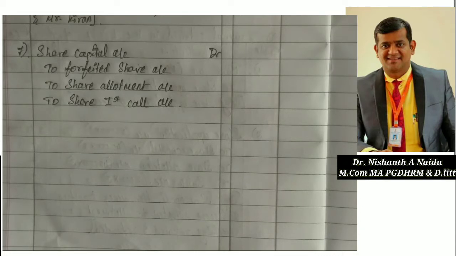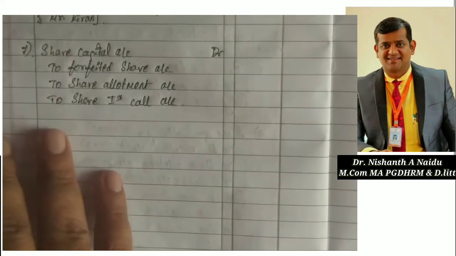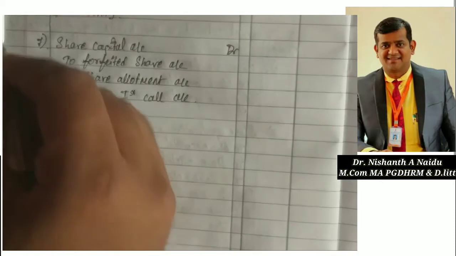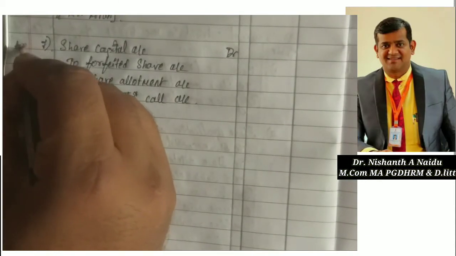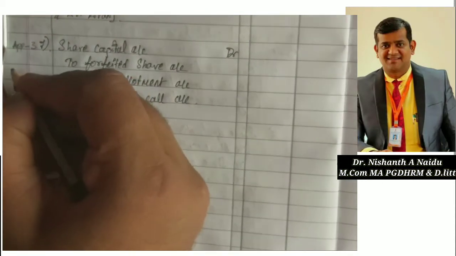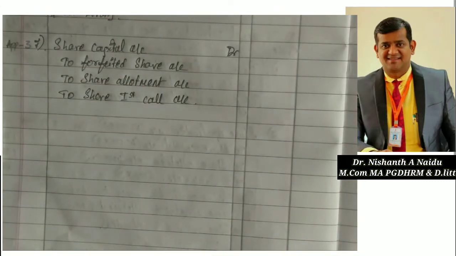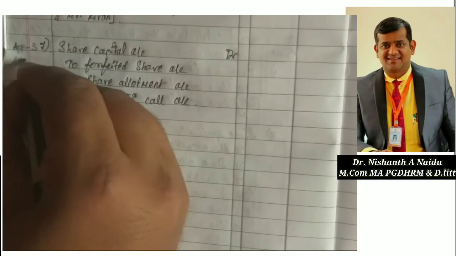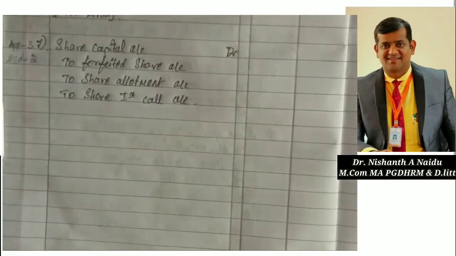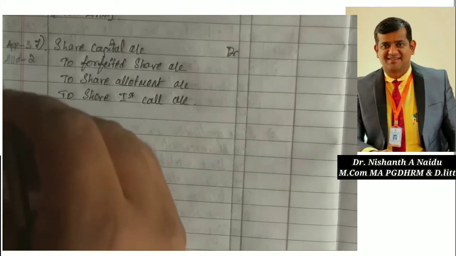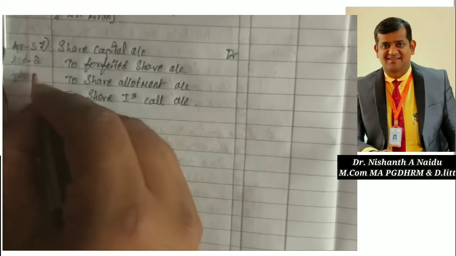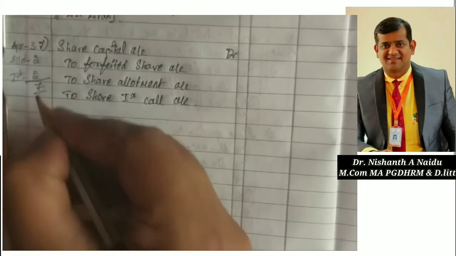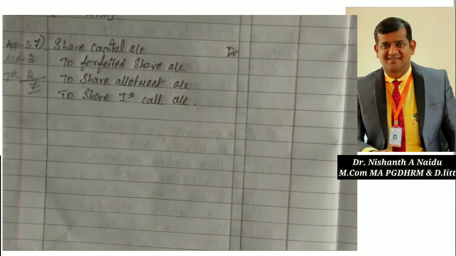So now if you look at it, till the stage of first call, how much is supposed to be paid? So how much on application? Let us do this working note here so that you will understand. On application rupees 3, correct? Then on allotment, leaving the premium, it is rupees 2. Then on first call rupees 2. So total how much? 7 rupees.